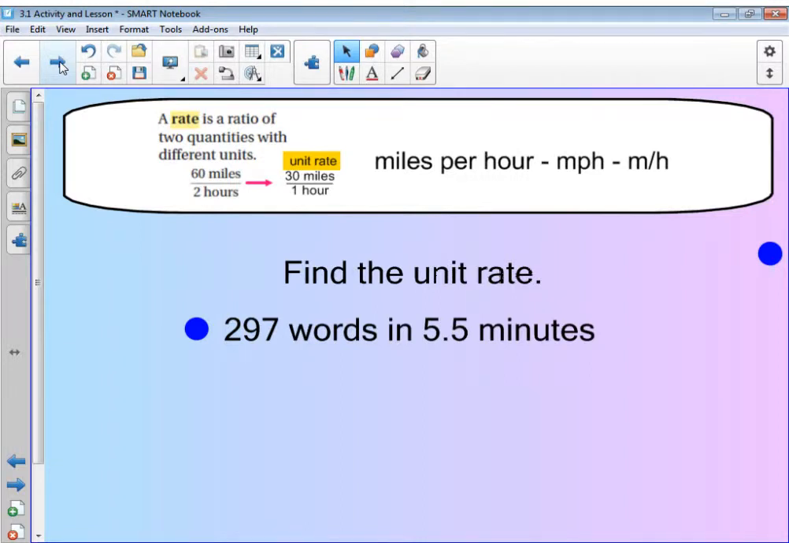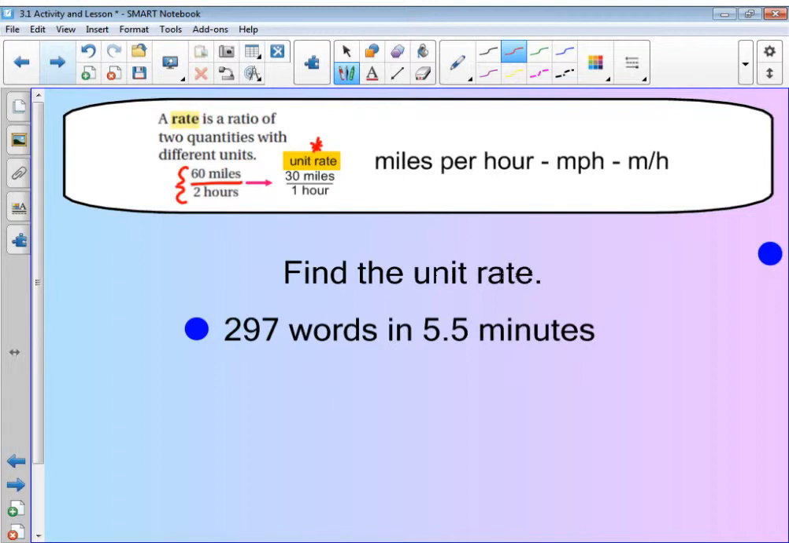A rate is a ratio of two quantities with different units. So if we're working with, for example, words and minutes, we want to figure out our words per minute. Always, with a rate, we have that division bar. And lots of times when we discuss the label, we use the word "per" for that division. For example, I would read this right here as 60 miles per 2 hours. A unit rate, on the other hand, is just reducing to lowest terms.